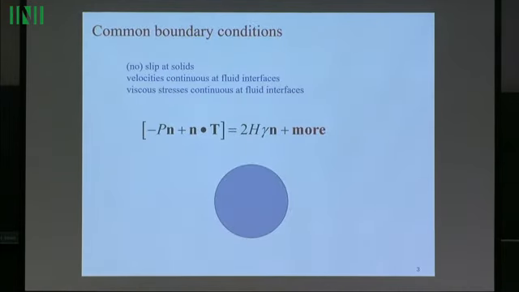So, common boundary conditions. We are used to talking about no slip at solid surfaces. Increasingly now we talk about slip at solid boundaries. We are used to at fluid interfaces discussing continuous velocities, continuous viscous stresses, and normal stress jumps. And so we would typically look at some stress condition at a fluid interface of this form. And the question is, what else happens?